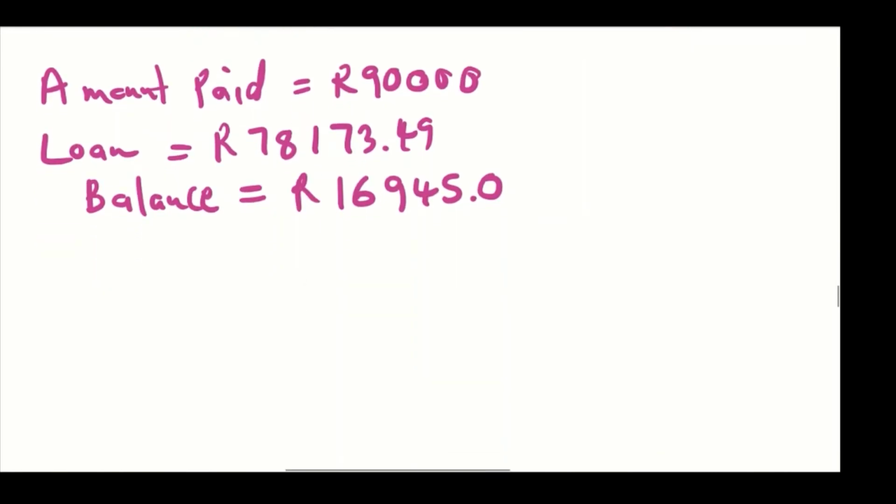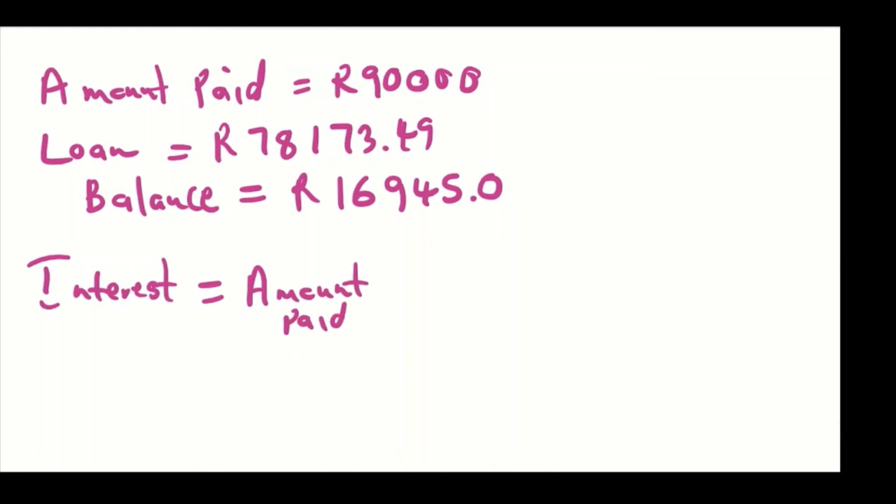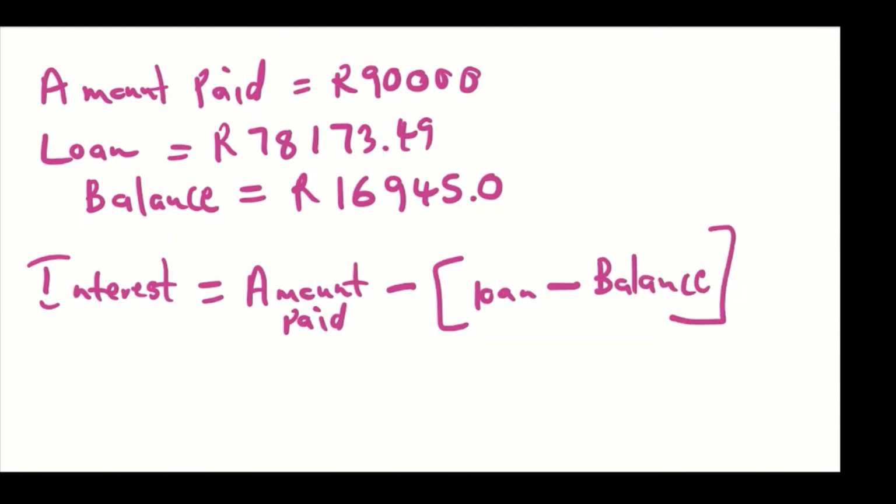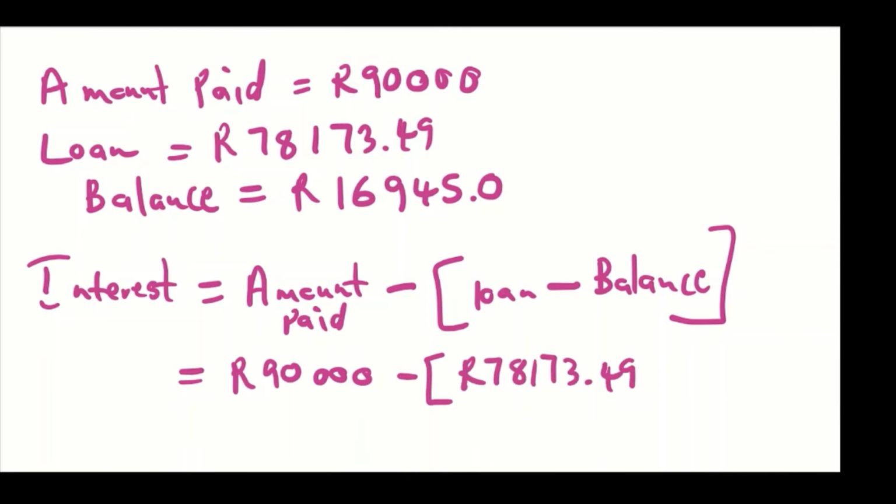For us to identify the interest, you're just going to say interest is equal to the amount paid minus the loan minus the balance. So the amount paid is 90,000 rand, minus the loan of 78,173.49, minus the balance of 16,945.0.